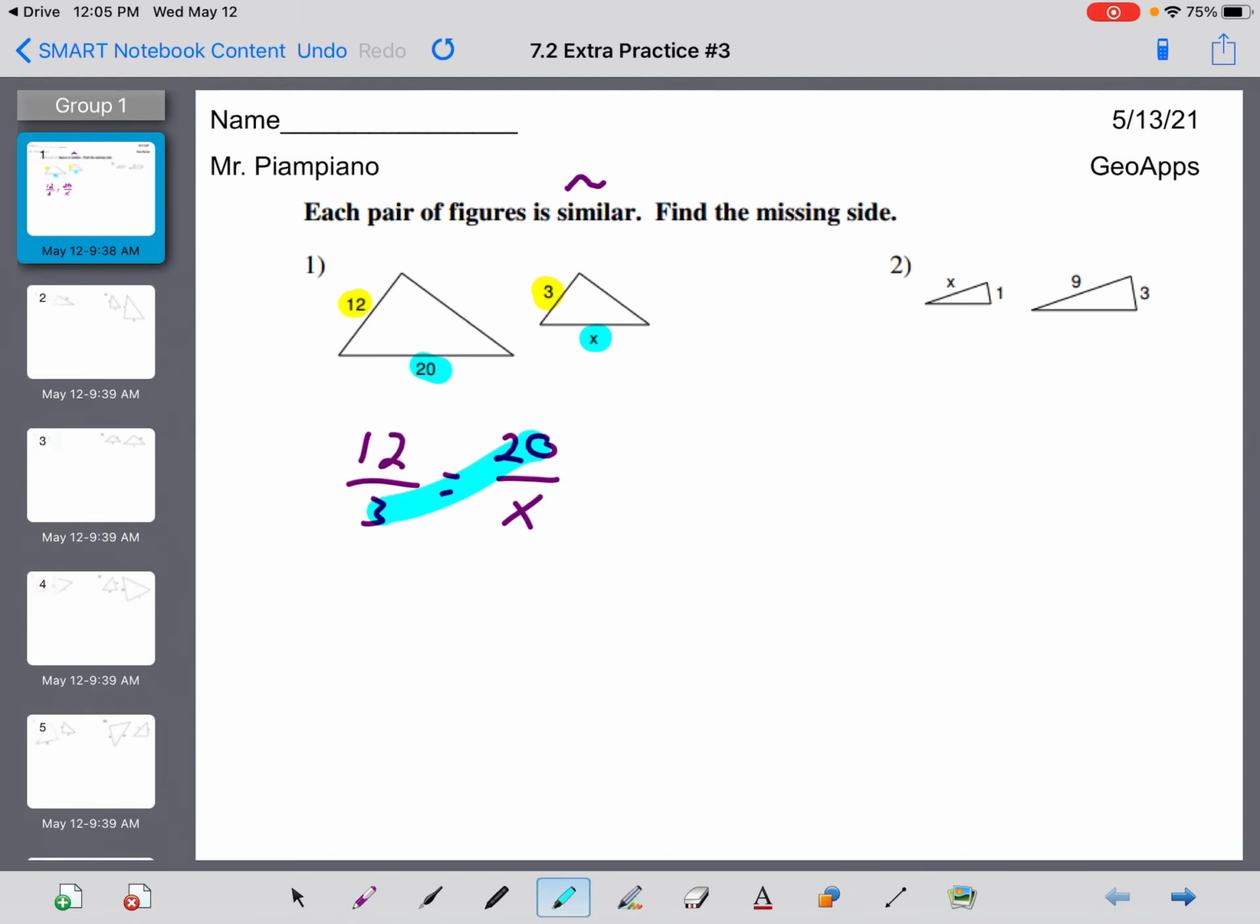All we have to do is cross multiply. 12 times x is 12x. 20 times 3 is 60. Divide both sides by 12, and x equals, if you do 60 divided by 12, you get 5.